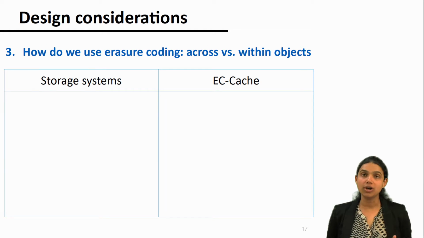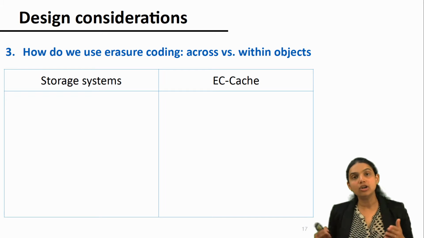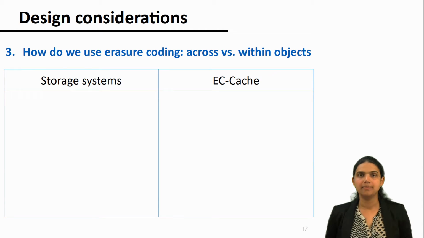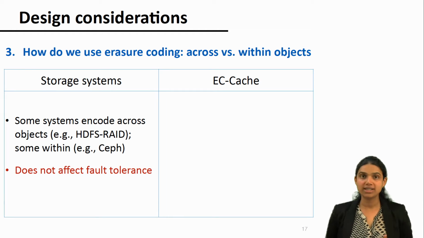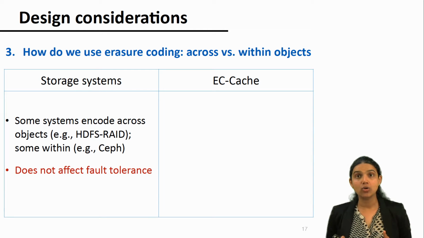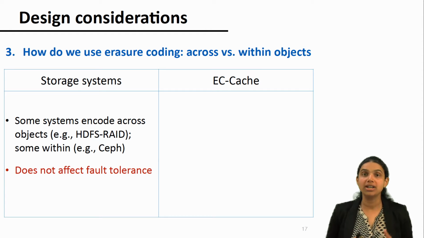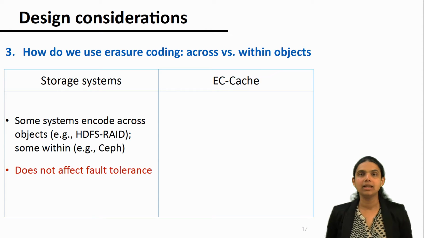Now let us look at the choice of whether to encode within objects or across objects. That is, whether to split objects to create the data units for the erasure code or to use different objects as the data units. Among storage systems, some encode within objects and some encode across objects. This does not make a difference in terms of fault tolerance, which is the primary purpose for which erasure codes are employed in storage systems.